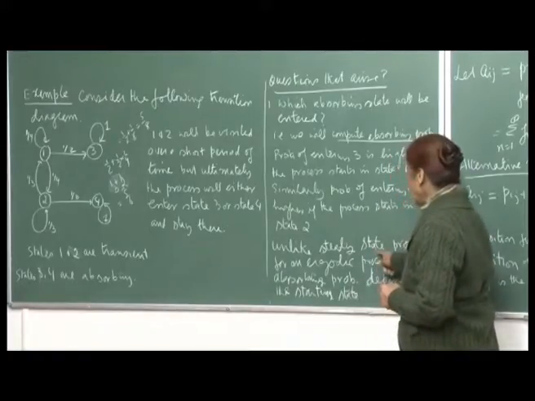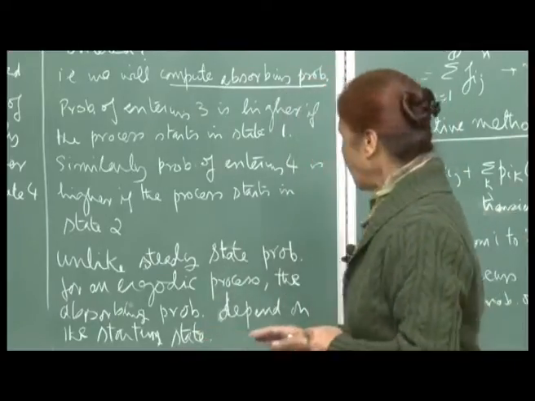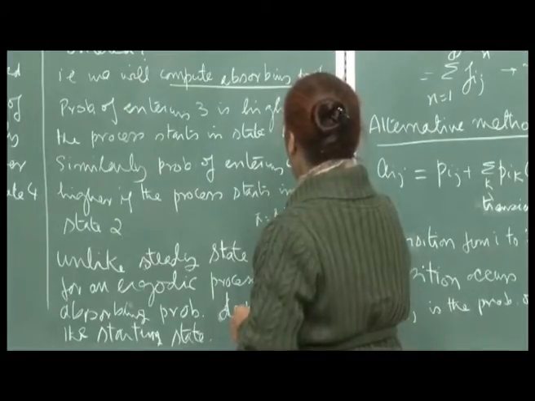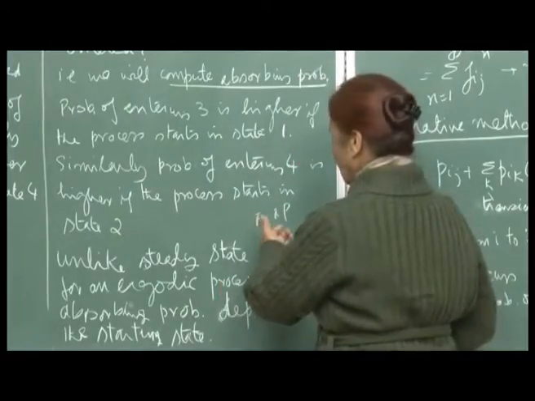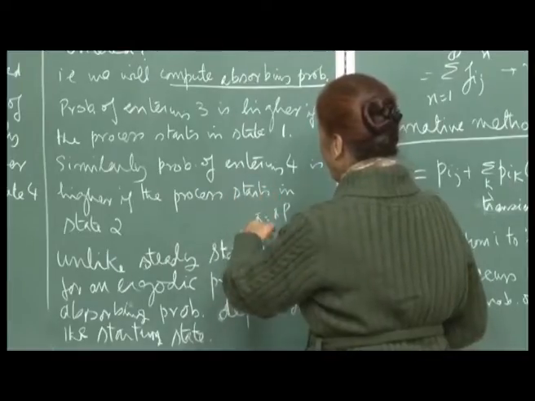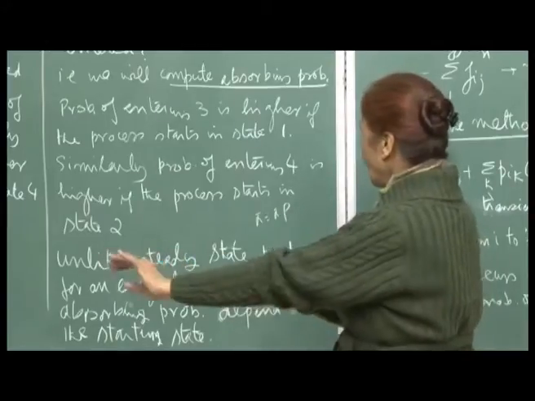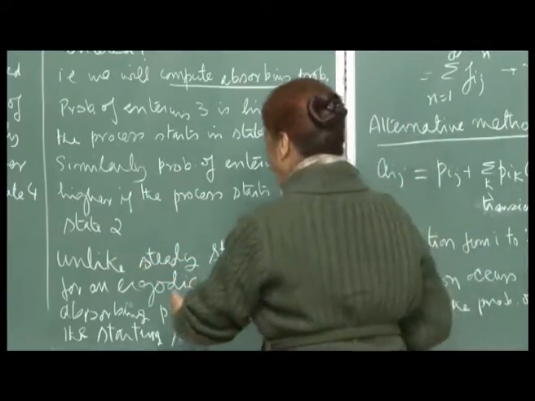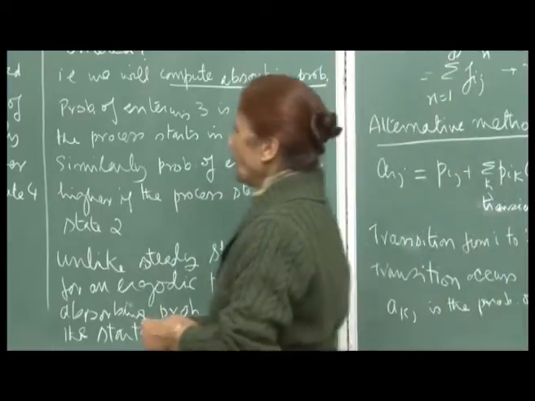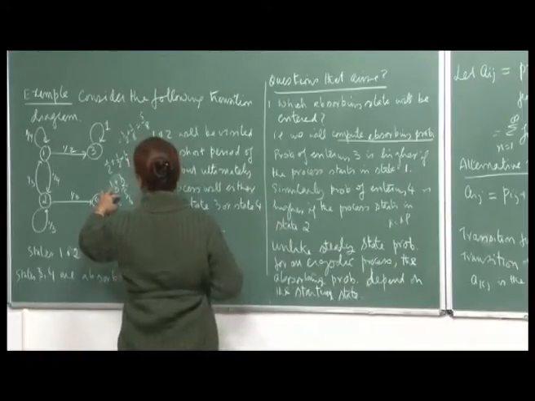See, steady states were independent of where the system started, and therefore we could compute simply pi equal to pi P. It did not matter where the system was, because remember, all the rows of the matrix became identical. But in the absorbing probabilities, it will depend on where you are starting, and this is what we want to make sure.